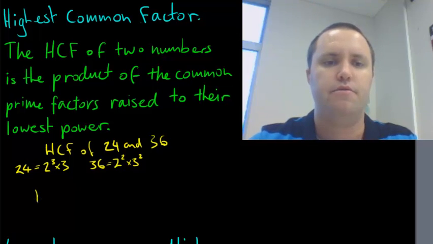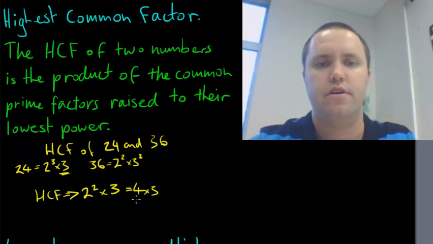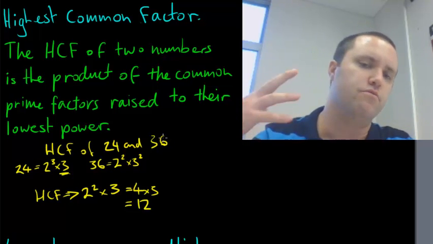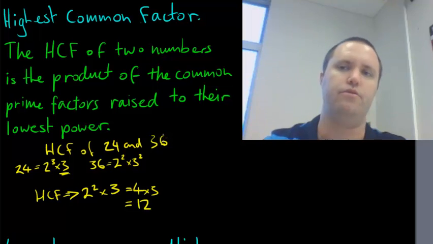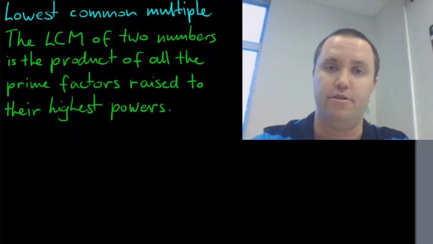So the highest common factor will be 2 to the power of 2 times, they both have a 3, one's to the power of 2, one's to the power of 1. So we use this one, the power of 1, because it's the lowest. So 2 to the power of 2 times 3 is equal to 4 times 3, which is 12, which is the highest common factor of 24 and 36. So it's a really quick way of doing it rather than having to list out all the factors and that kind of thing. Right, if you're good at your prime decompositions.